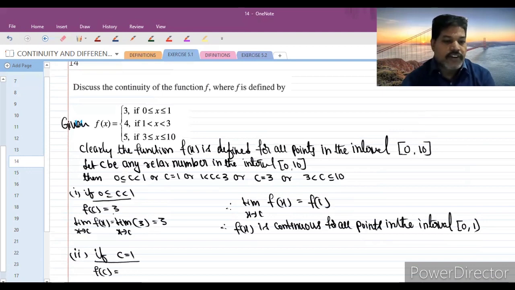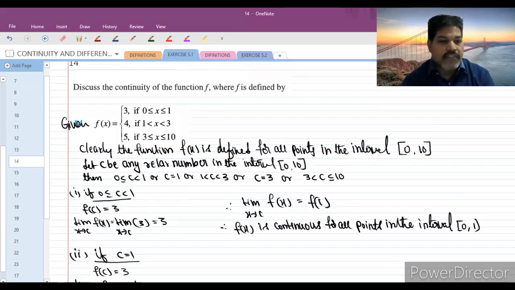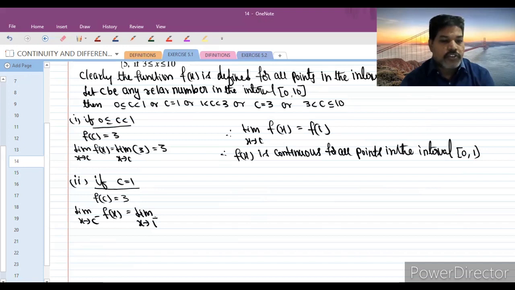So that means f(c) = 3 only. Next, I will take the left-hand limit, the limit as x approaches c from the left of f(x). That is the limit as x approaches 1 from the left. For x less than 1, the f(x) value is 3, so automatically this limit will become 3 only.